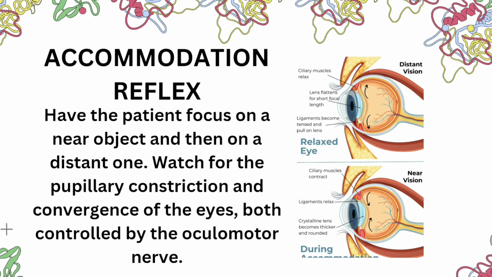In conclusion, the oculomotor nerve is vital for our ability to see and interact with the world around us. Understanding its functions helps us appreciate the complexity of our nervous system and its impact on our daily lives. Examining the oculomotor nerve involves assessing eye movements, pupillary response, eyelid elevation, and accommodation reflex. These tests help evaluate the nerve's function and detect any abnormalities that may require further investigation.